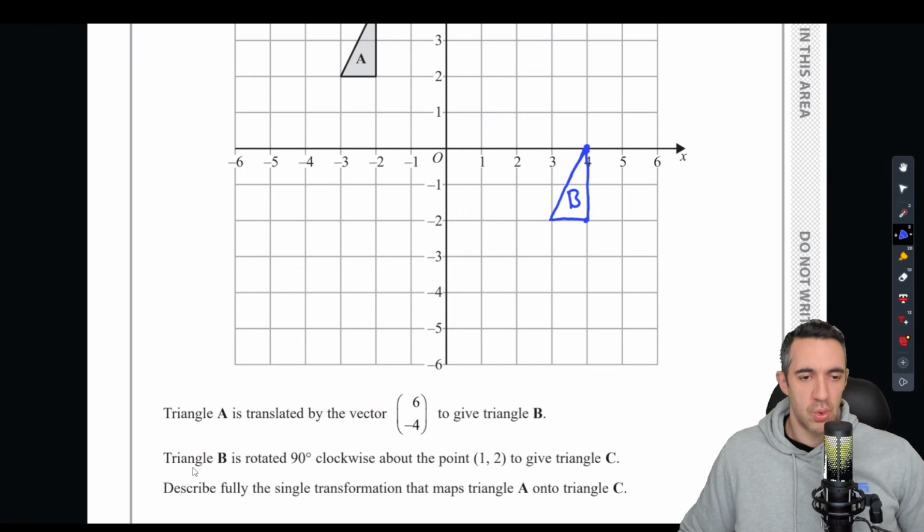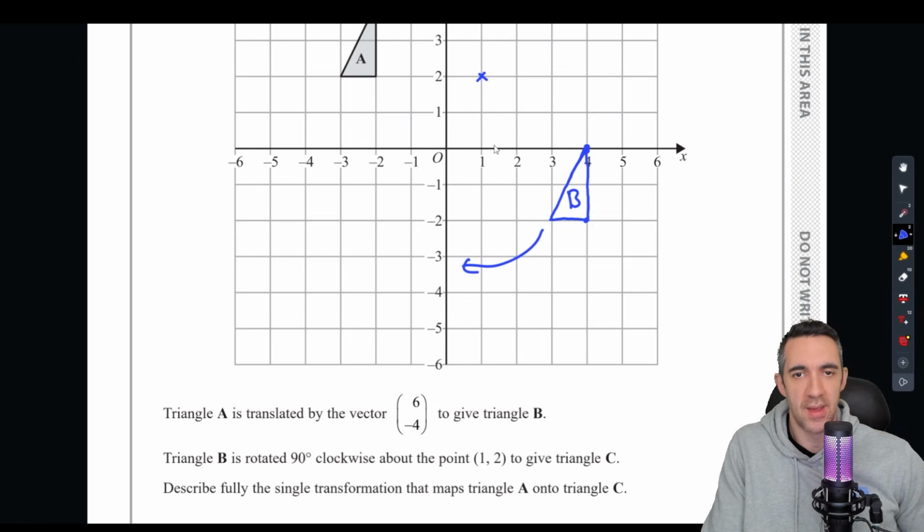So we're going to rotate. Triangle B is rotated 90 degrees clockwise about the point 1, 2. So I'm going to mark 1, 2 on, that makes sense. And then I'm going to rotate it 90 degrees clockwise, that's that way, about that point. Now I can't do tracing paper on here, so I'm going to have to use kind of non-tracing paper methods.